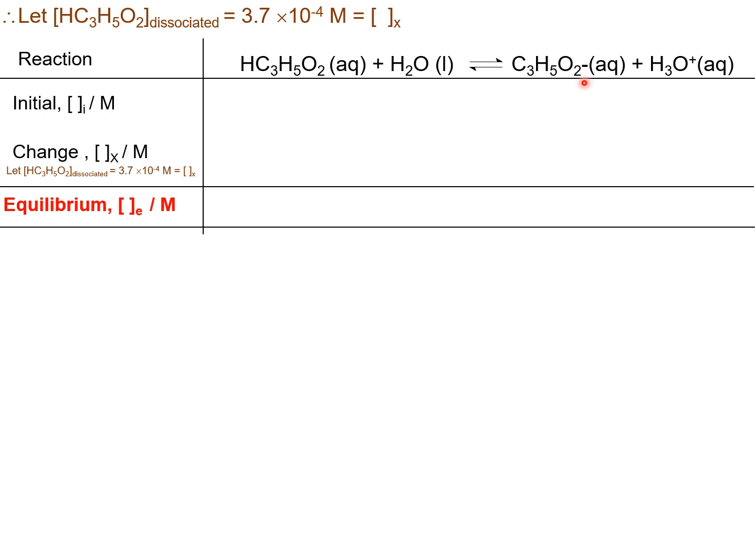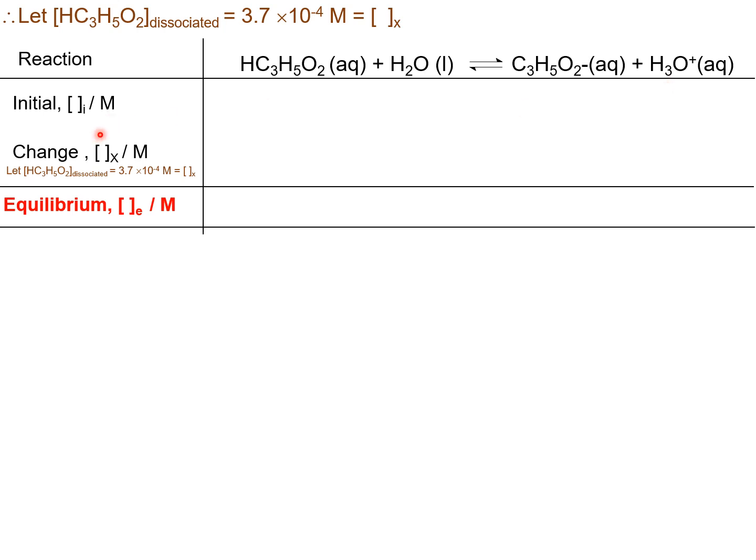So as you can see here, when it loses a proton, this is its product, C3H5O2 minus. And H2O, since this is an acid, it will act as a base. So it will produce the conjugate acid H3O+, because it has accepted the proton there.